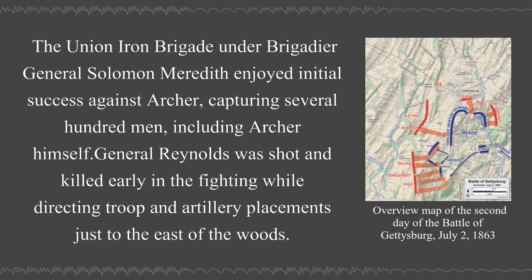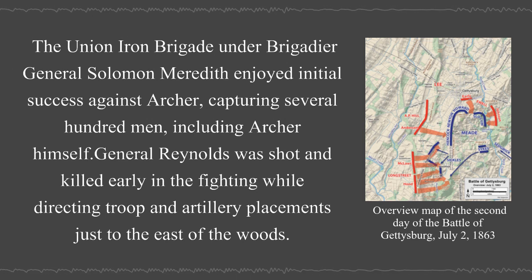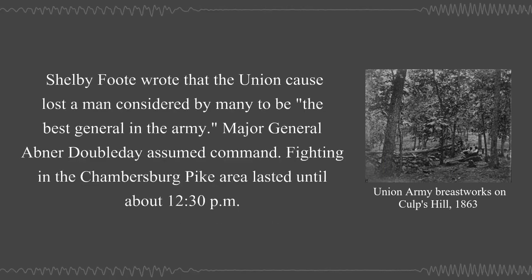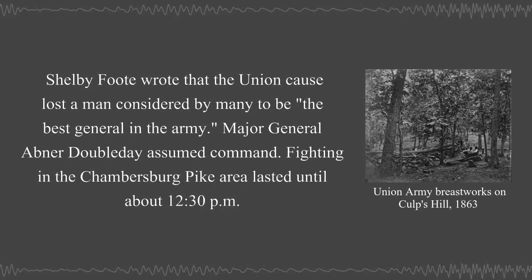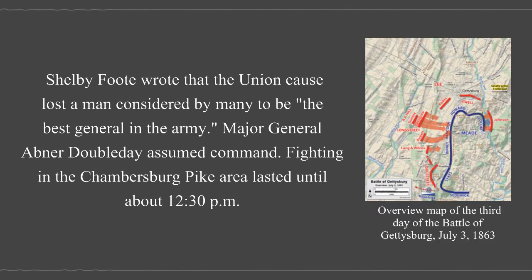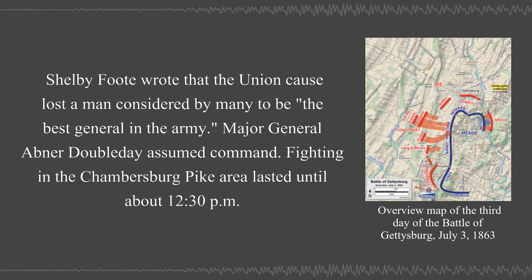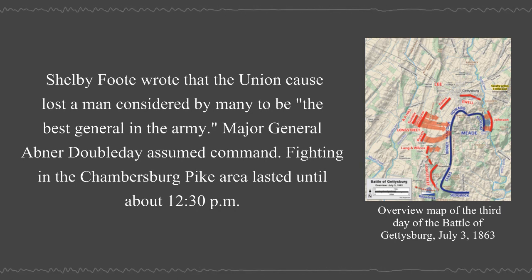South of the Pike, Archer's brigade assaulted through Herbst, also known as McPherson's Woods. The Union Iron Brigade under Brigadier General Solomon Meredith enjoyed initial success against Archer, capturing several hundred men, including Archer himself. General Reynolds was shot and killed early in the fighting while directing troop and artillery placements just to the east of the woods. Shelby Foote wrote that the Union cause lost a man considered by many to be the best general in the Army. Major General Abner Doubleday assumed command. Fighting in the Chambersburg Pike area lasted until about 12:30 p.m.